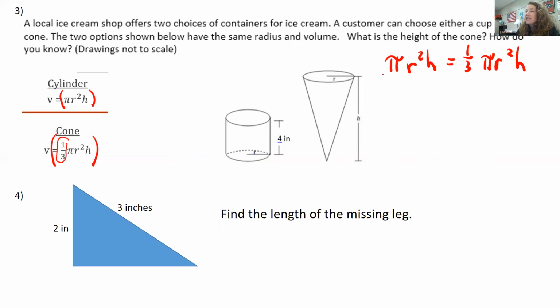Well, if we wanted to get the h by itself, we could divide both sides by pi r squared.